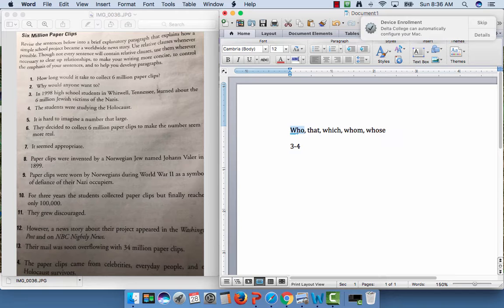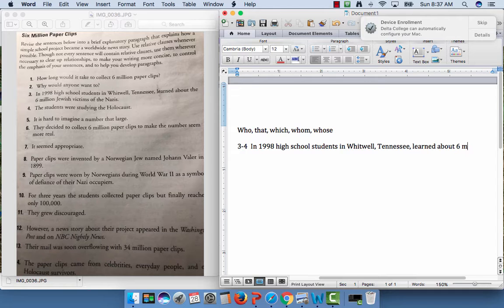So essentially we're going to type this entire sentence: in 1998, high school students in Whitehall, Tennessee learned about 6 million Jewish victims of the Nazis, okay? I don't type well. Do you see that?